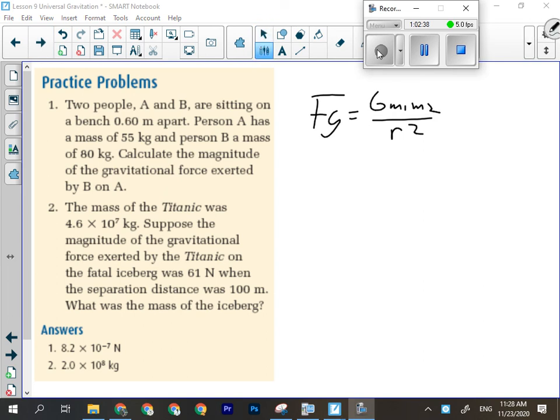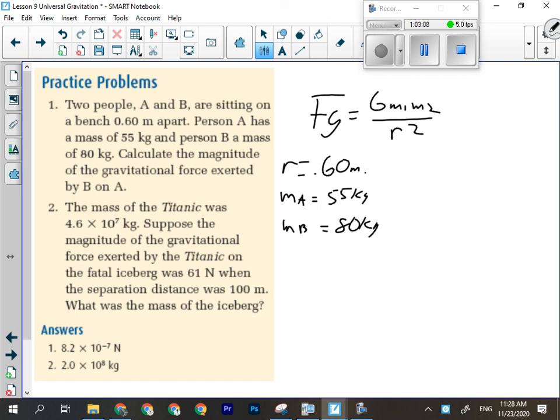All right, so for number 1, the givens that we have are r, 0.60 meters. These two people are sitting 0.60 meters apart, which is not social distance. It's way too close. We should actually change this to like 2 meters apart so it's realistic for today. Person A has a mass of 55 kilograms, and person B has a mass of 80 kilograms. Those are our two masses. There's our separation distance. We always know what G is because it's on our formula sheet.